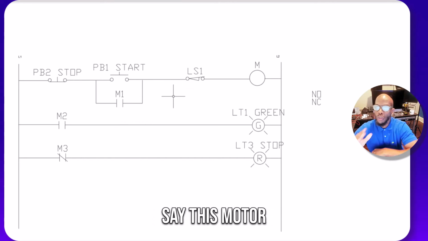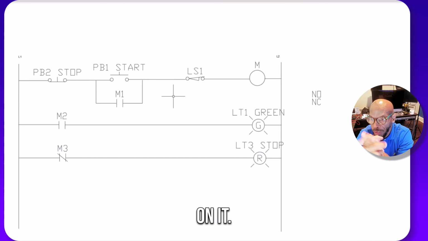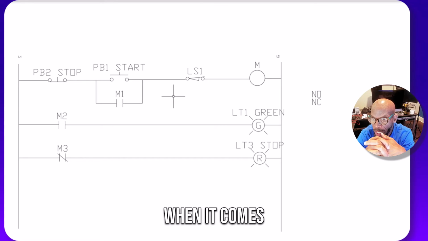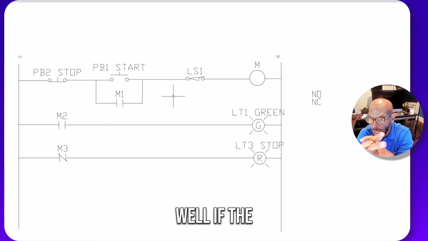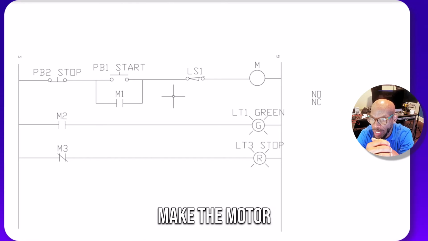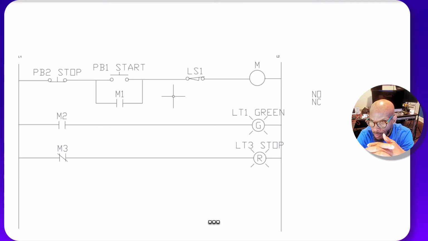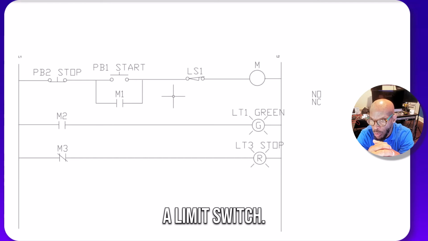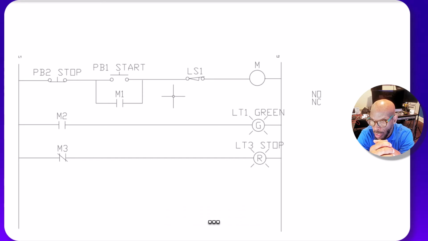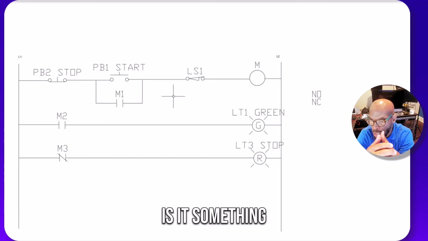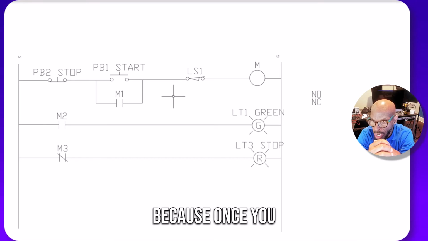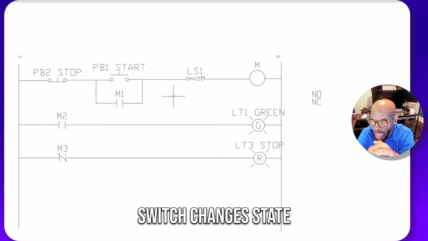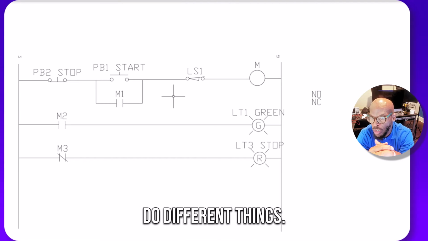Now let's say this motor has something on it that's a part of it. When it comes up to the limit switch, that limit opens. Well, if the limit opens in this circuit, it's going to make the motor stop also. So that's a function of a limit switch. It limits motion, or if it isn't motion, it's something else it'll limit, because once you hit that limit switch and it changes state, then you can make other stuff do different things.